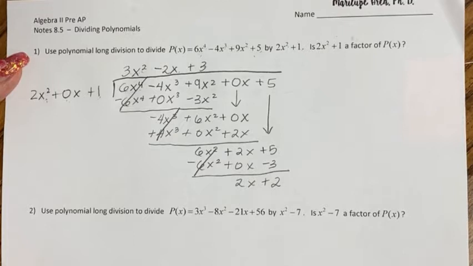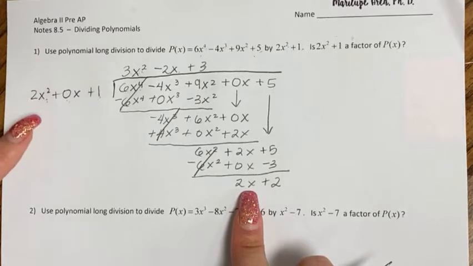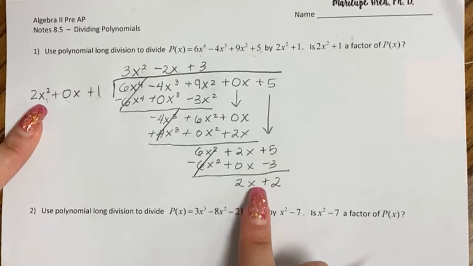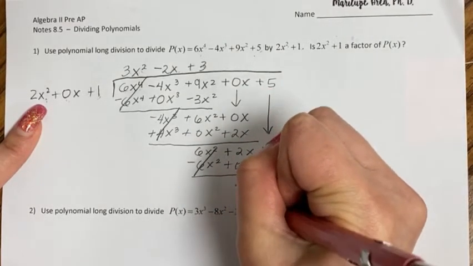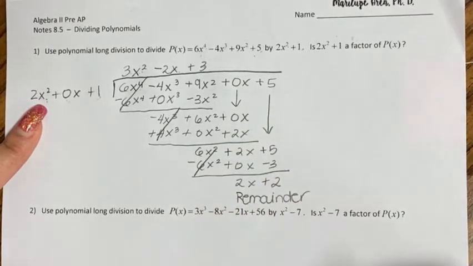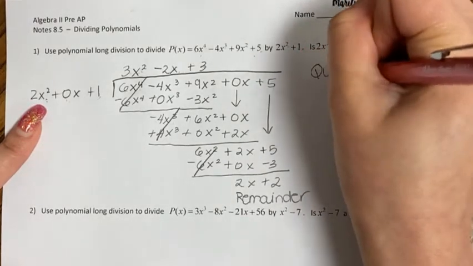So at this point, I know because the degree of this equation is smaller than the degree of my divisor, I'm done. Meaning this is your remainder. Therefore, now we can stop and we can write my quotient. What is the quotient? Your quotient is going to look like this.